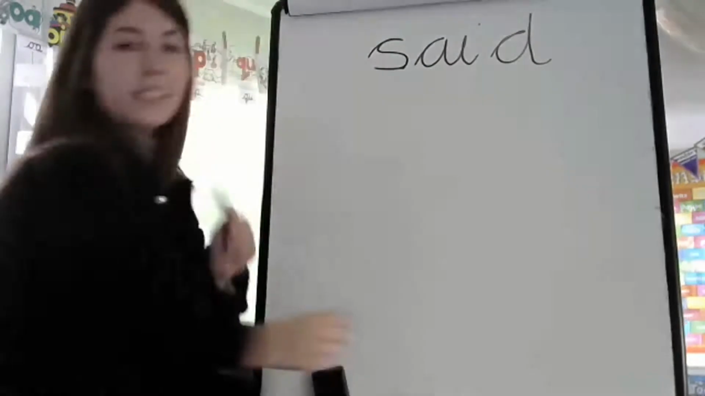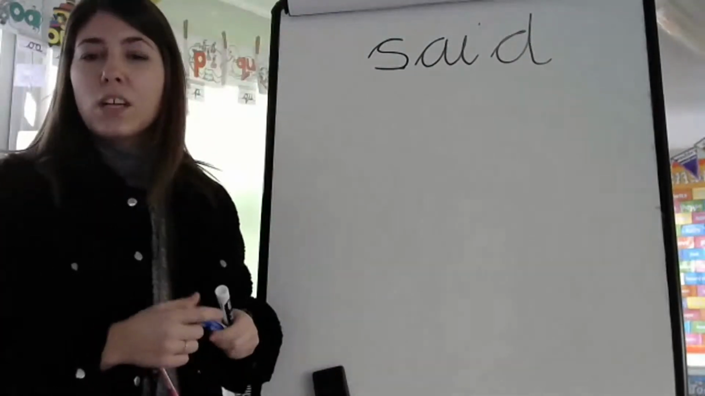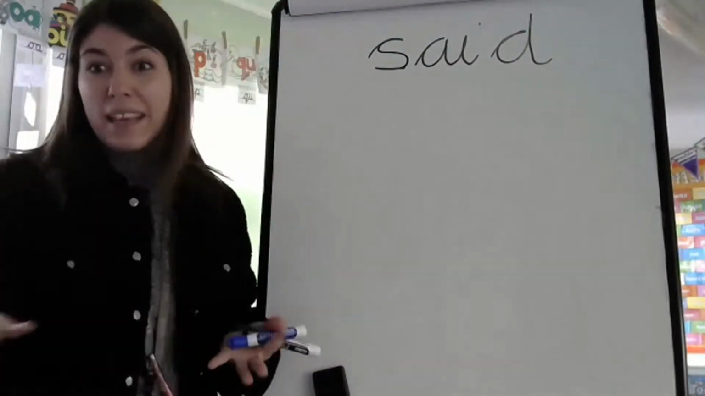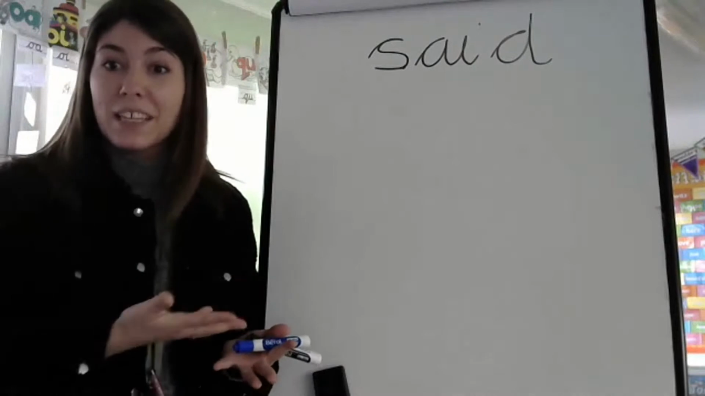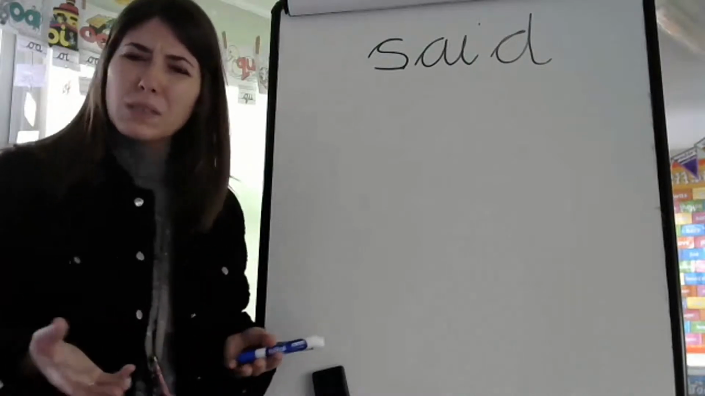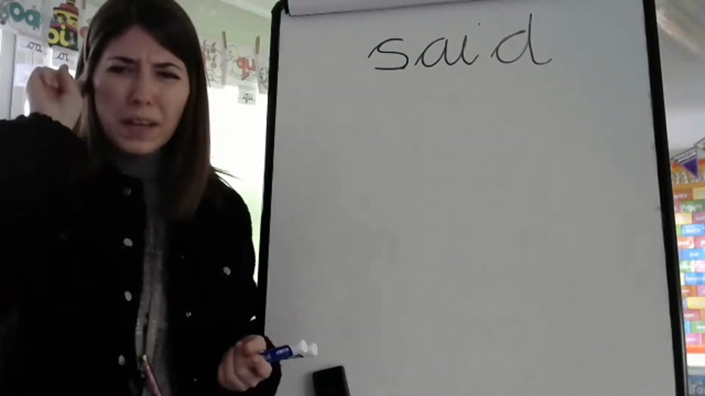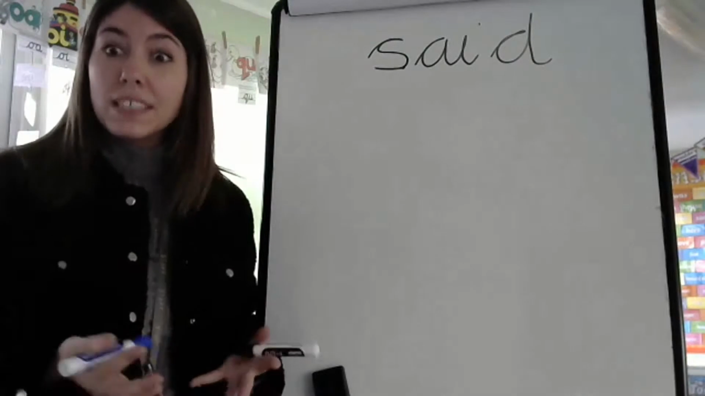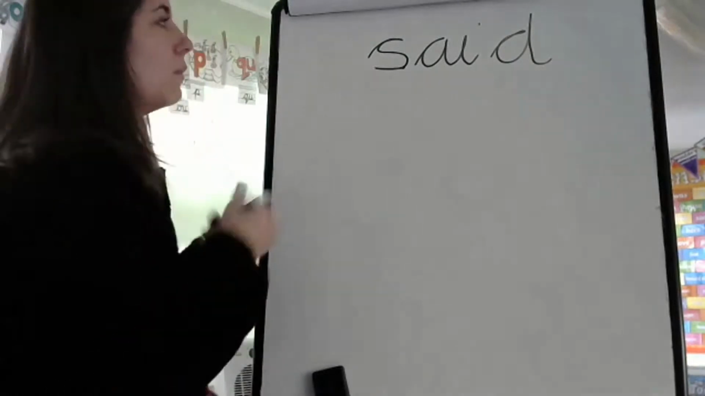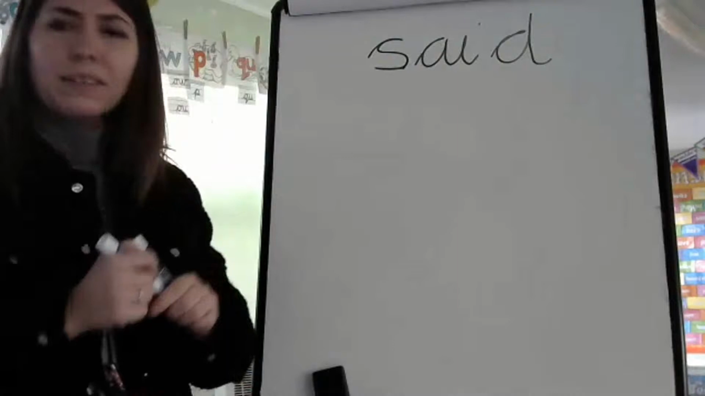Now, in a tricky word, there are parts of the word that are represented with graphemes that make sense, with letters that make sense. But there are some parts where the letters we see don't quite match the sounds we can hear. That's the tricky part. Let's sound talk said. Let's say it out loud together.